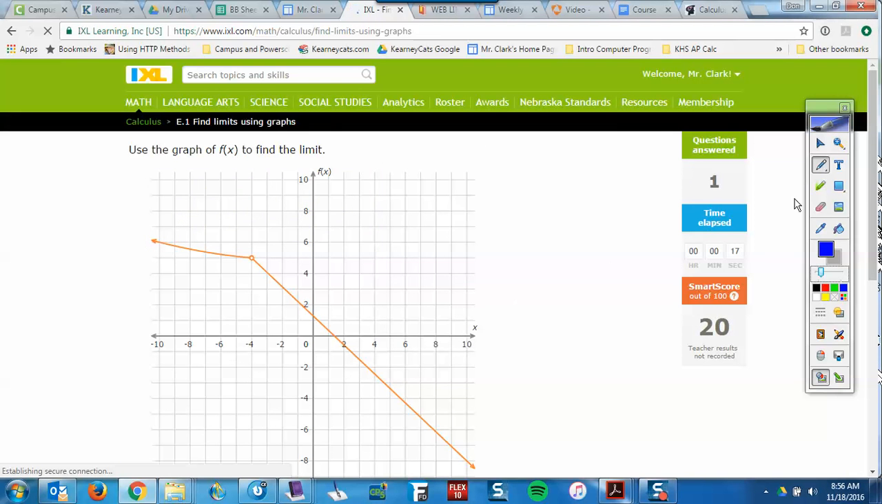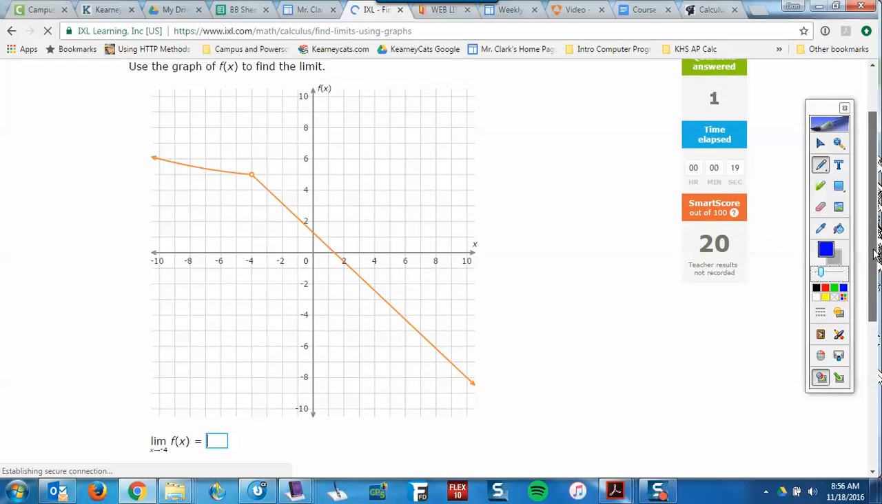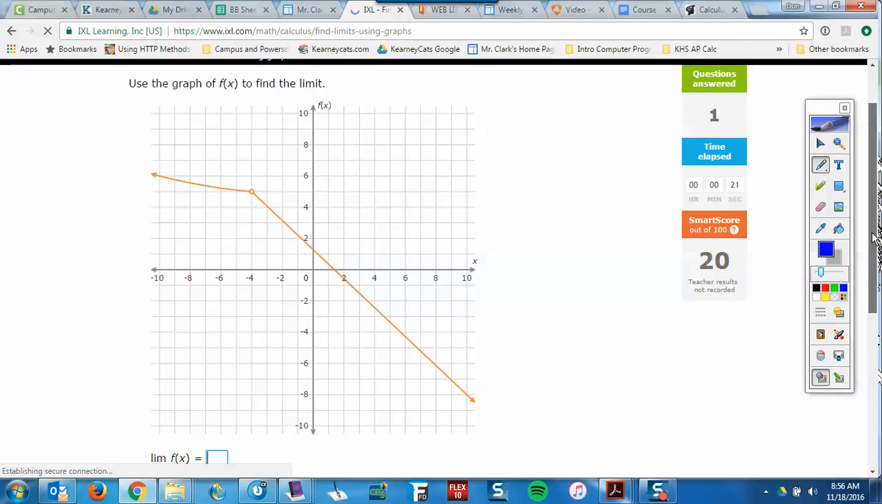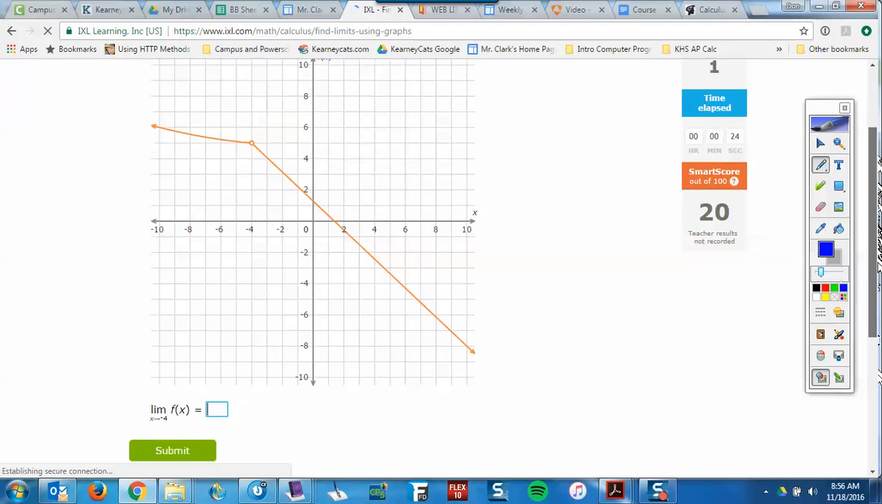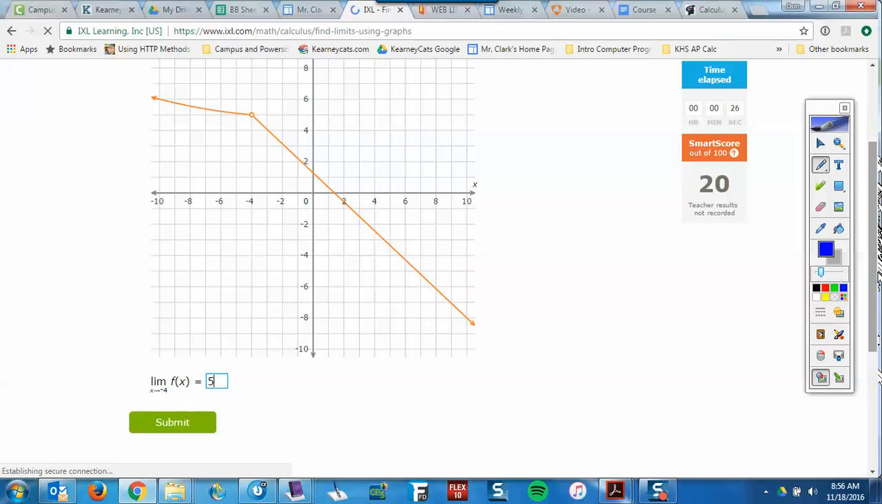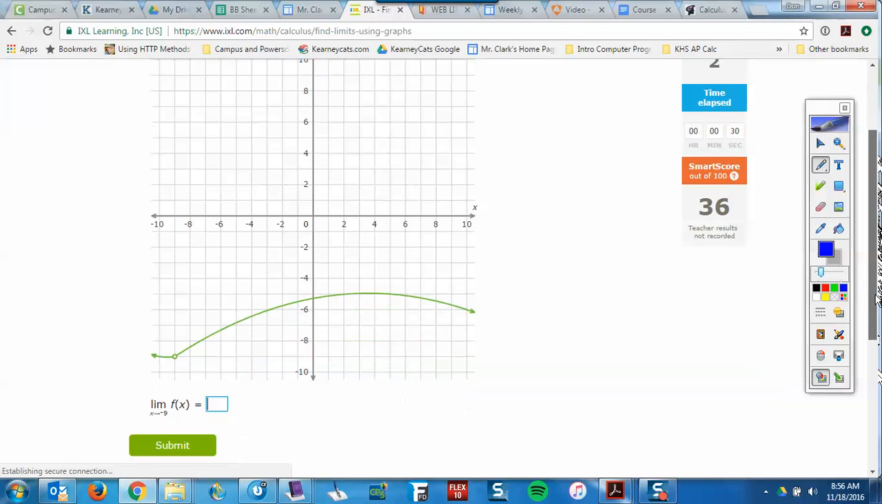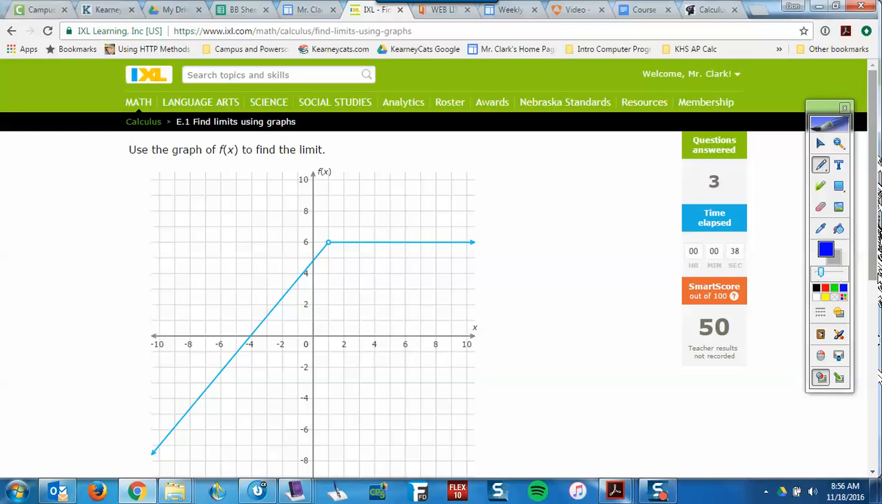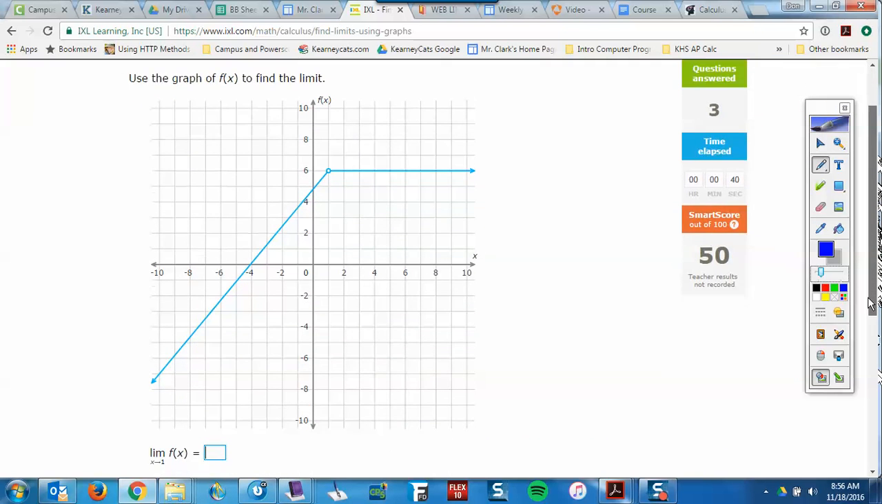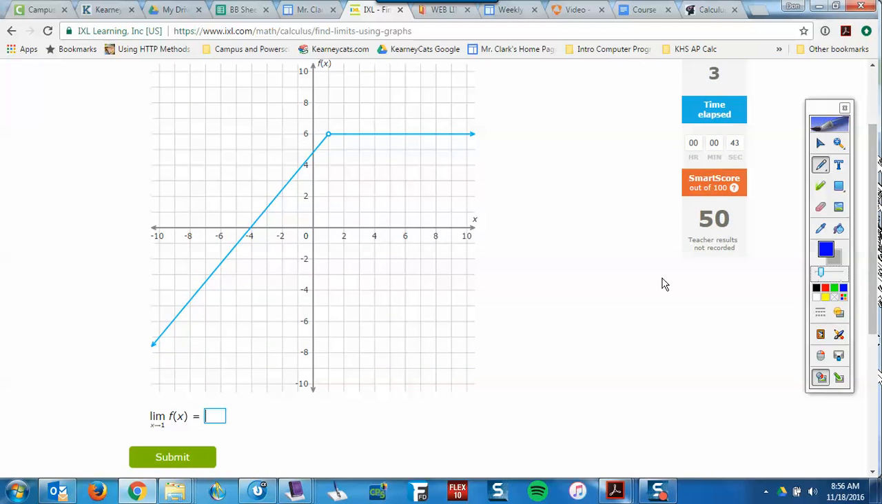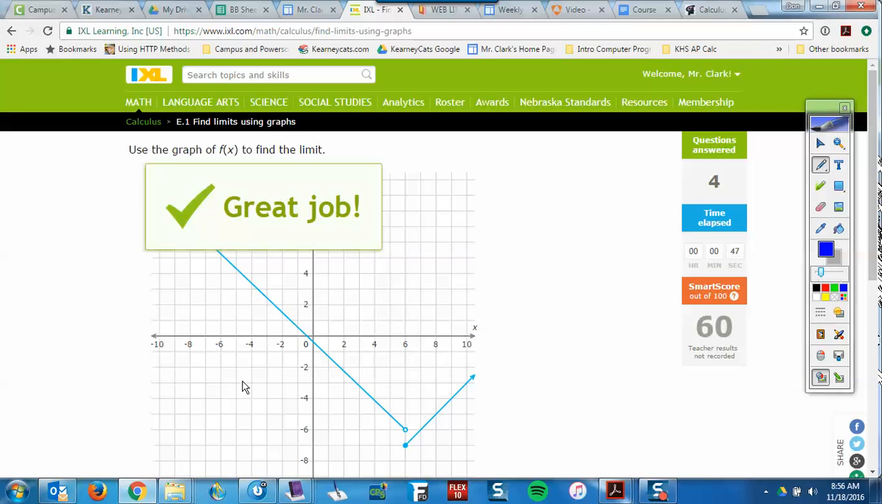Okay? How about this one? As x approaches -4. 5. Even though there's a hole there, we don't care. Right? What about as x approaches -9? Which is over here. That's also -9, right? It's very simple when you understand the concept. As x approaches 1? 6. So a bunch of these are kind of the same kind of thing.